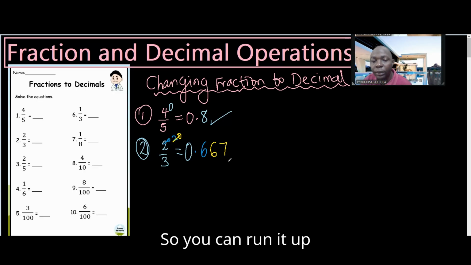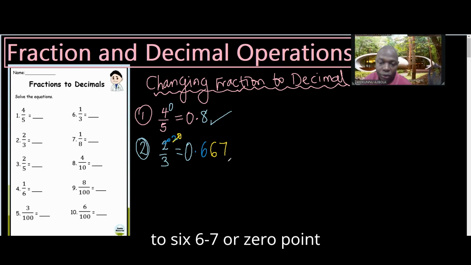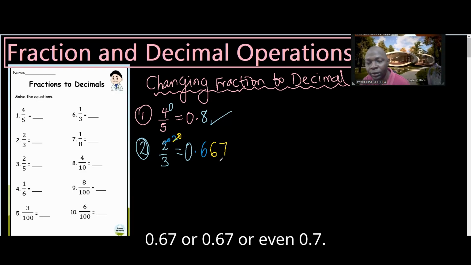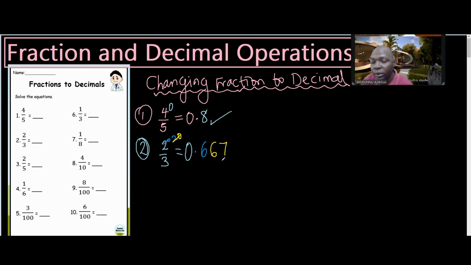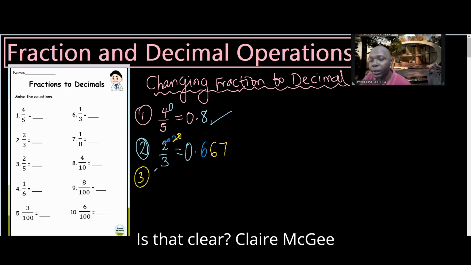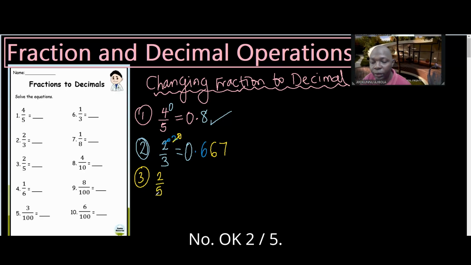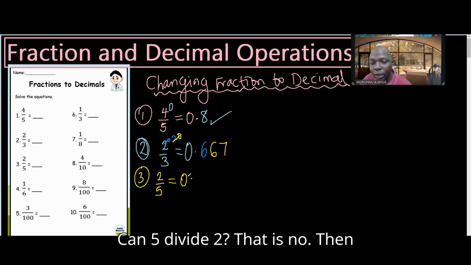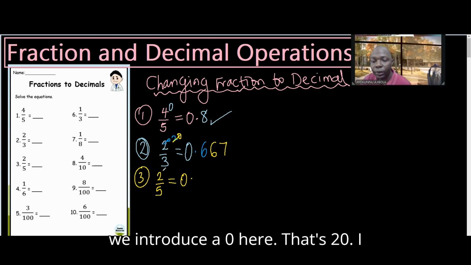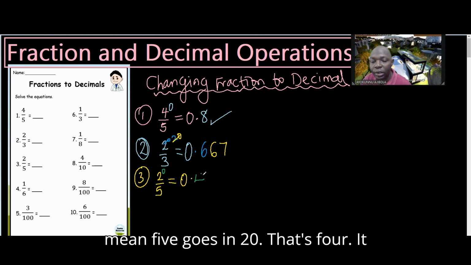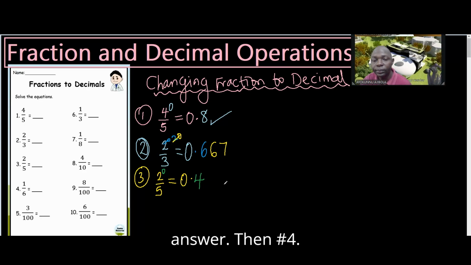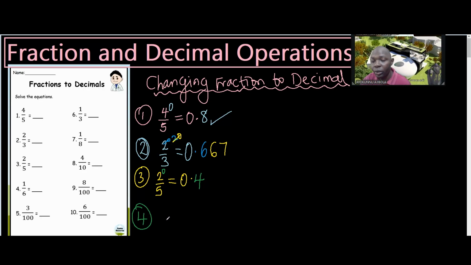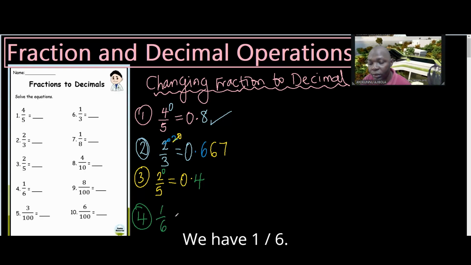So you can round it up to 0.667 or 0.67 or even 0.7. Okay? Is that clear, Miggy? Yeah. Okay, 2 over 5. Can 5 divide 2? That is no. Then we introduce a 0 here, that's 20. How many 5 goes in 20? That's 4. It doesn't remain anything. That's your answer.